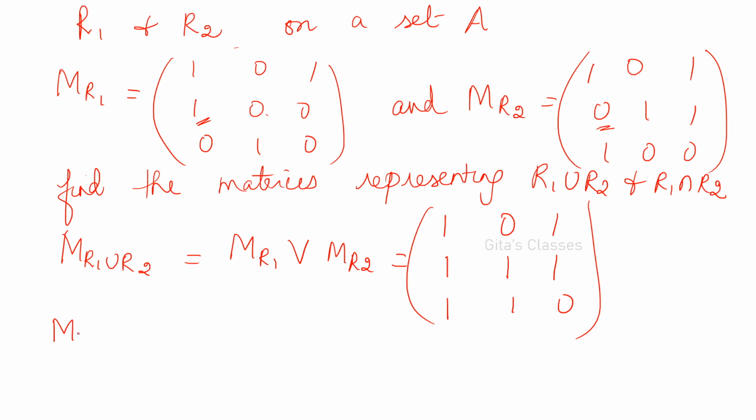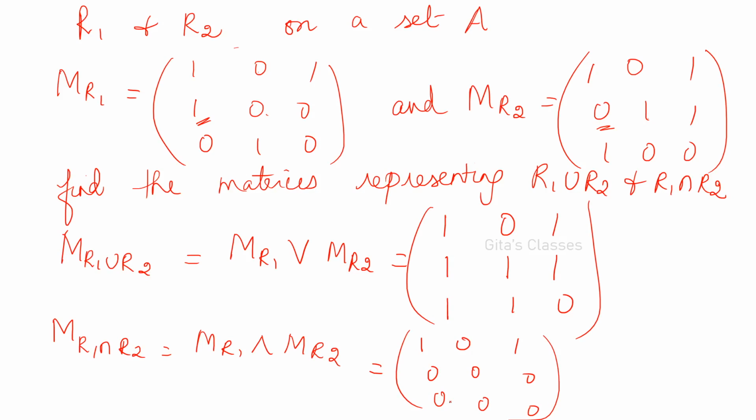What is intersection? Both should be 1. It is like AND. R1 intersection R2 is equal to MR1 AND MR2. You have to take AND between these two matrices. Whenever you have both 1, only then it will become 1. So 1 1 0, 1 0 0, 0 0 0. This is the matrix representing R1 intersection R2.